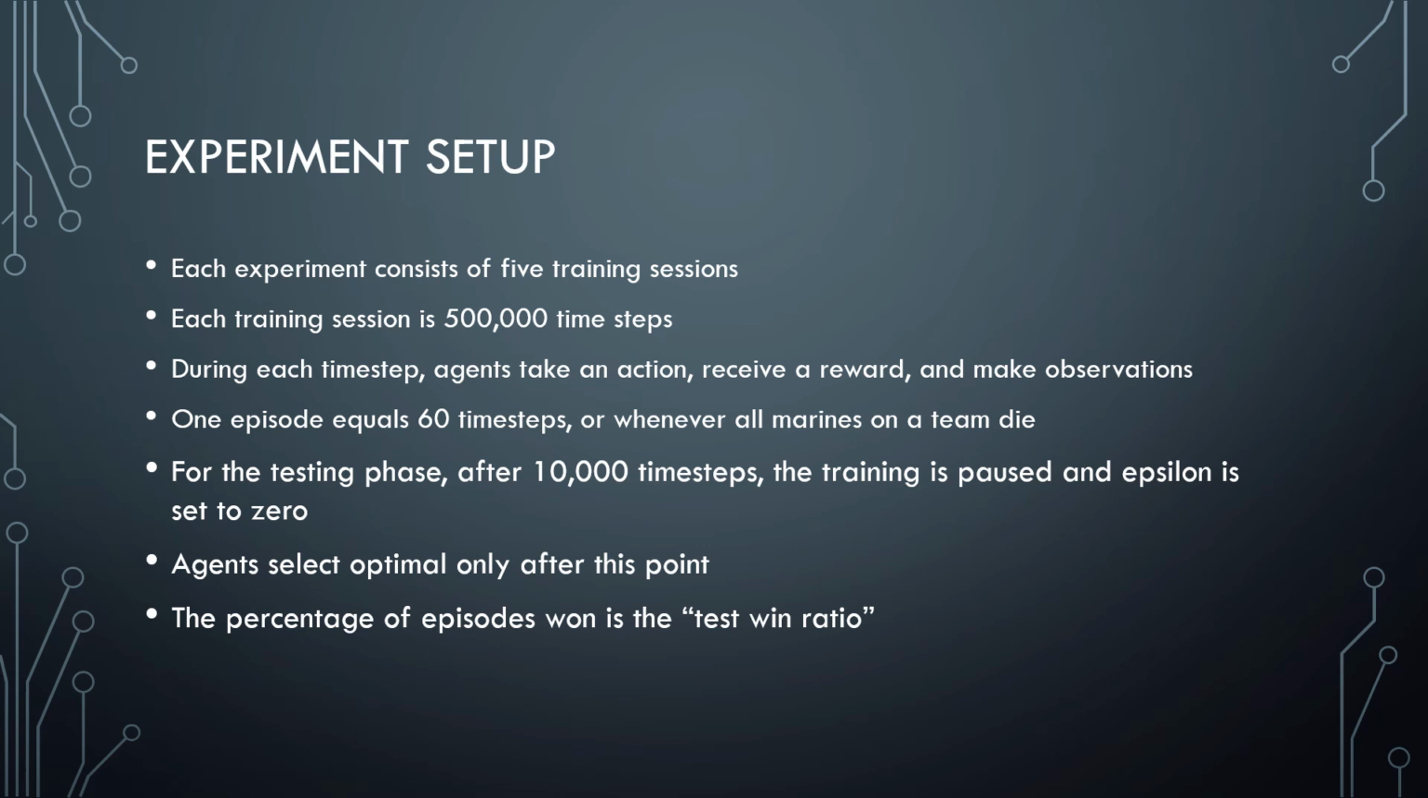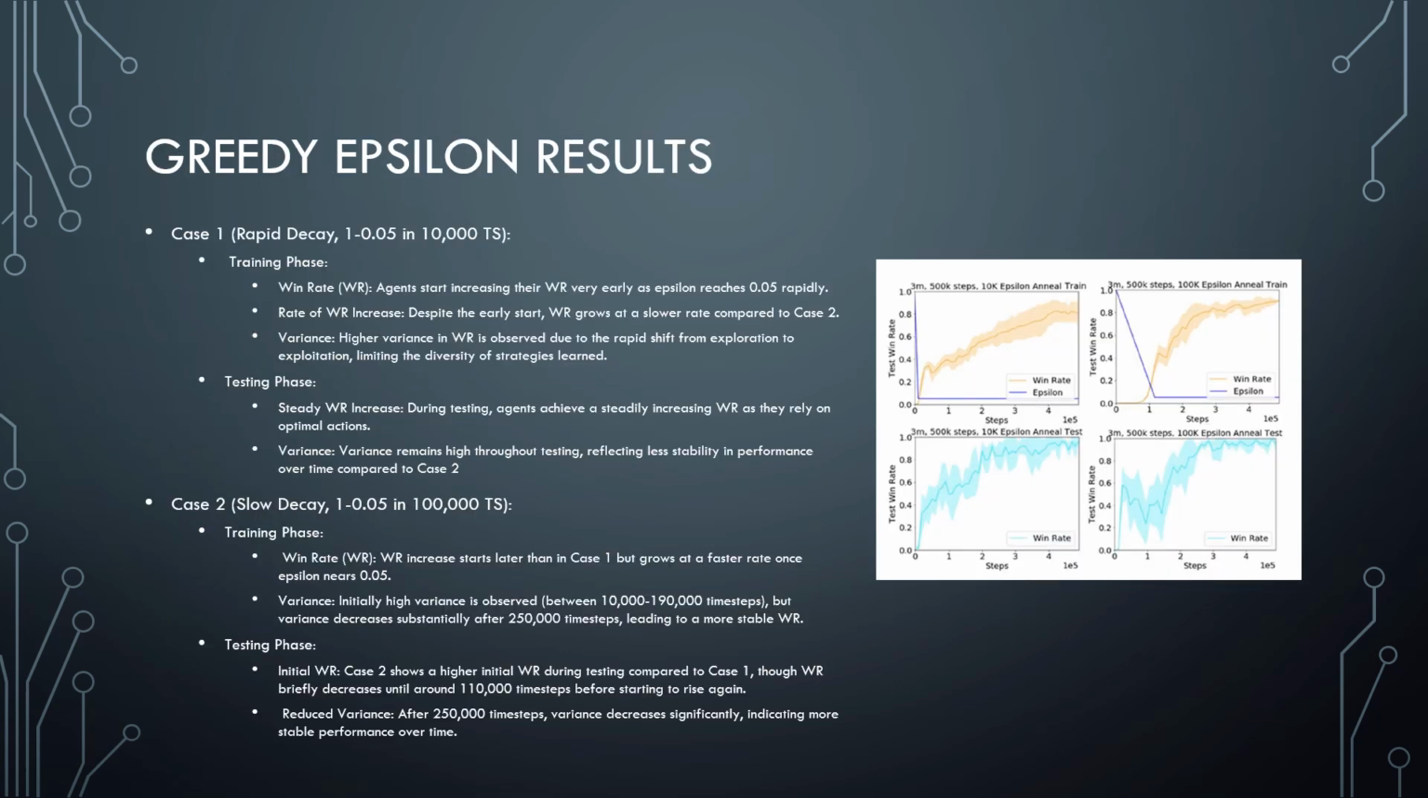For the testing phase, after 10,000 time steps, the training is paused and epsilon is set to 0. This means that agents will be taking the optimal action only for those time steps. The percentage of episodes won will be called the test win ratio. Again, feel free to pause and look over specifics and the diagrams that are on the slide. I won't be going over all of them.